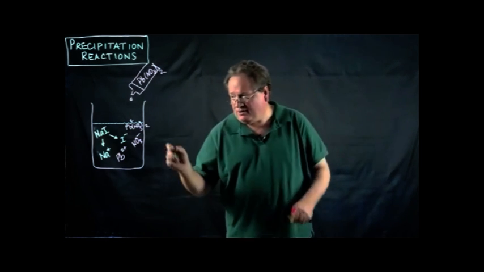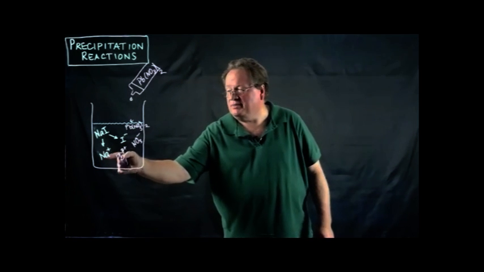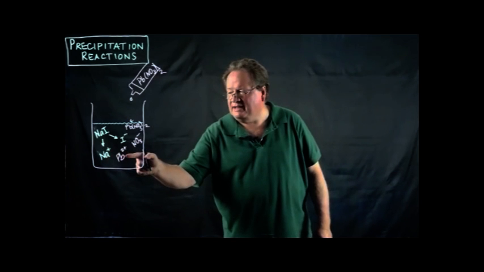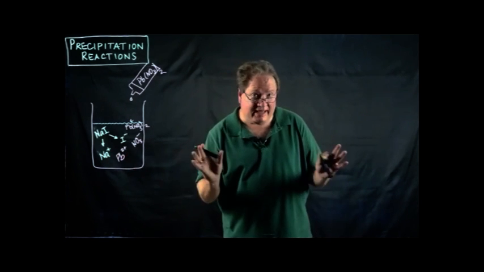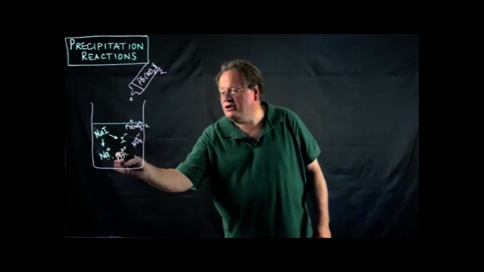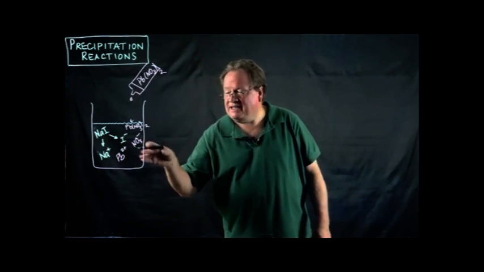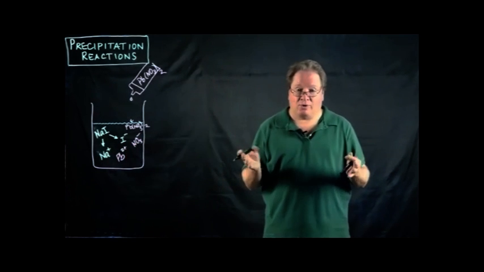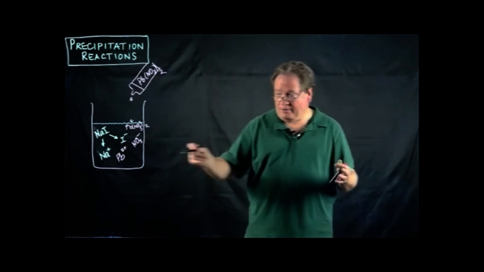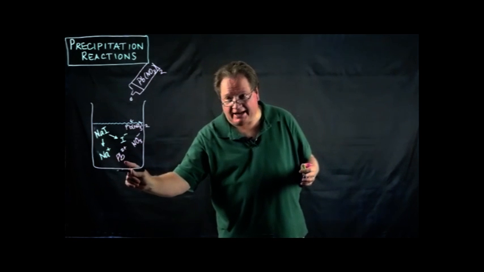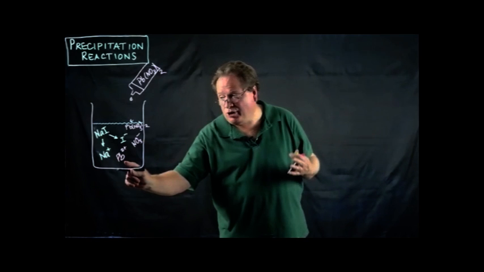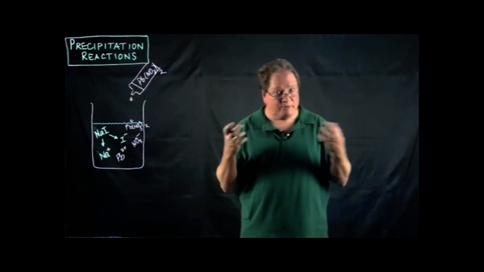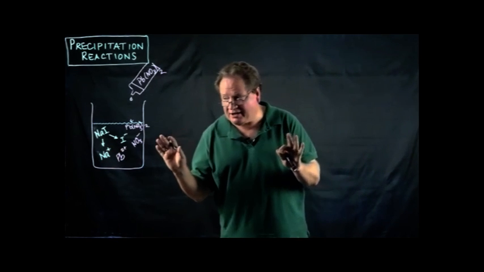So what I want to do is see if I can come up with an equation for this. So let's start with the sodium. Will it combine with the lead? I'm trying to figure out what that precipitate was. The answer to that is no. Why not? Well, they're both positively charged. They would repel each other. So they would never combine.